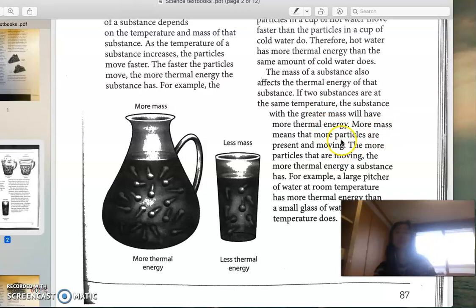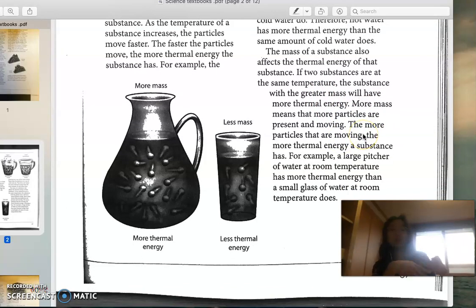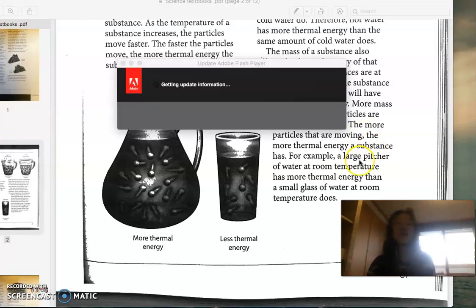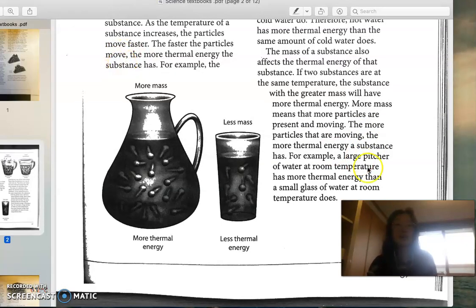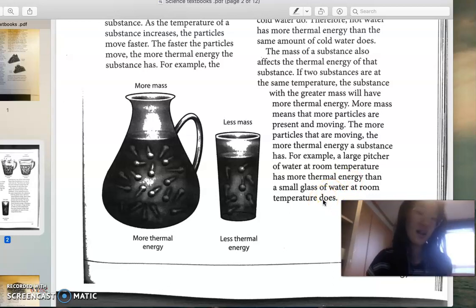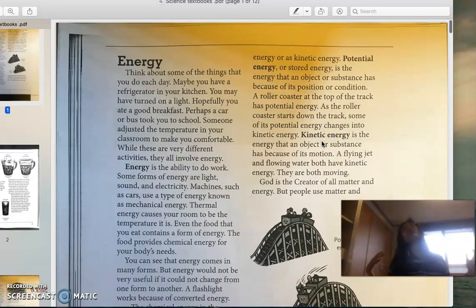More mass means that more particles are present and moving. And the more particles that are moving, the more thermal energy a substance has. For example, a large pitcher of water at room temperature has more thermal energy than a small glass of water at room temperature does. I think I said the word energy 300 times in this video.